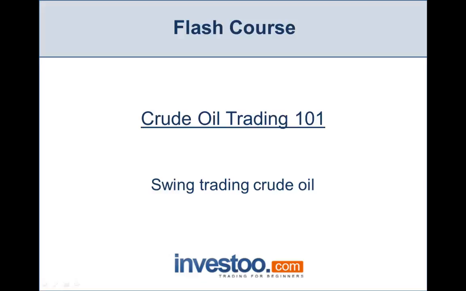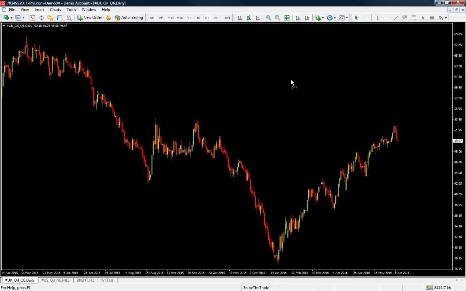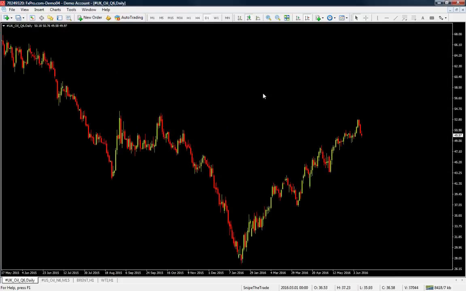In this lesson we are going to look at crude oil on the long-term basis. We are going to look at it as a swing trade opportunity, and the reason we are going to do that is because crude oil is such a great earner. The only thing you have to do is make sure to be trading the right side of the market.